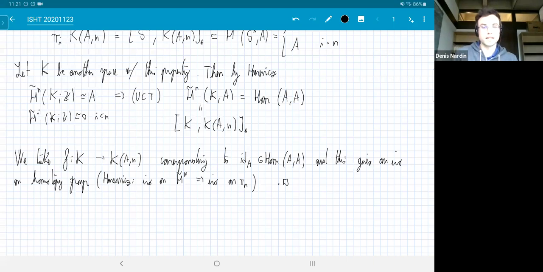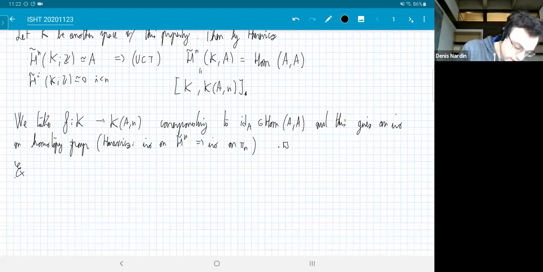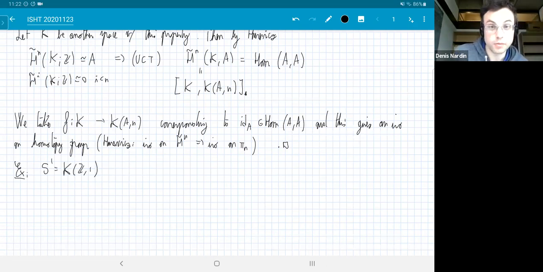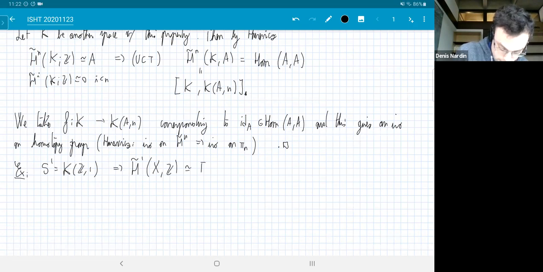Okay, this is a theorem that's usually proven in a very different way in elementary classes, but since we have the Brown representability theorem now, we are allowed to play it cooler. So as an example that you might already have seen, S1 is just a K(Z,1) because it has that property. And so H1 tilde of X with coefficients in Z is equivalent to the homotopy classes from X to S1.